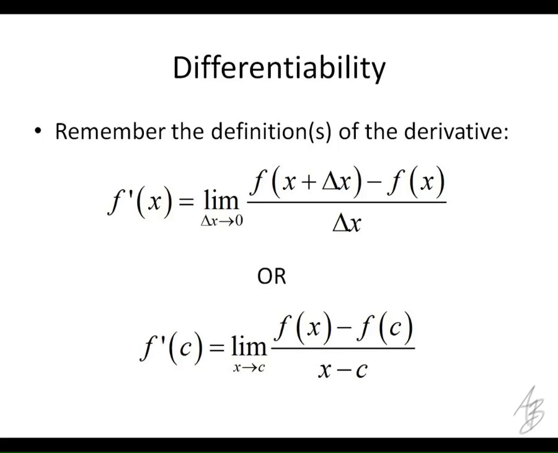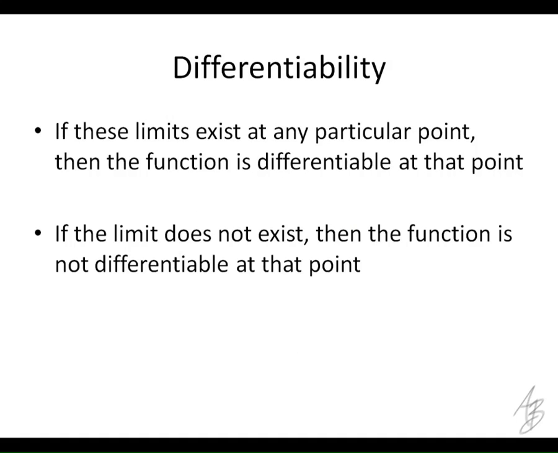Okay? And the same thing with this one. If the limit exists on this one, then the limit's going to exist on this one. It works the same way because they're defining the same thing. It's just a slightly different way of approaching the idea of the derivative. All right, so if those limits exist at any particular point, then the function is differentiable at that point, which just means that we can take the derivative. If the limit does not exist, then the function is not differentiable at that point. Makes sense, doesn't it?